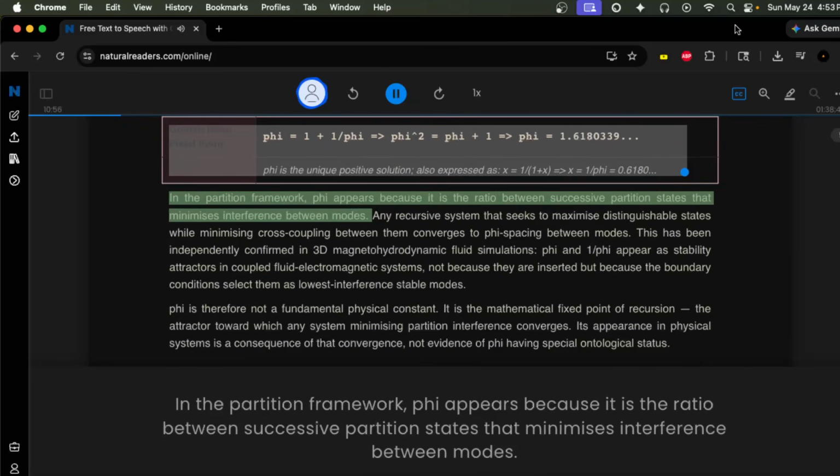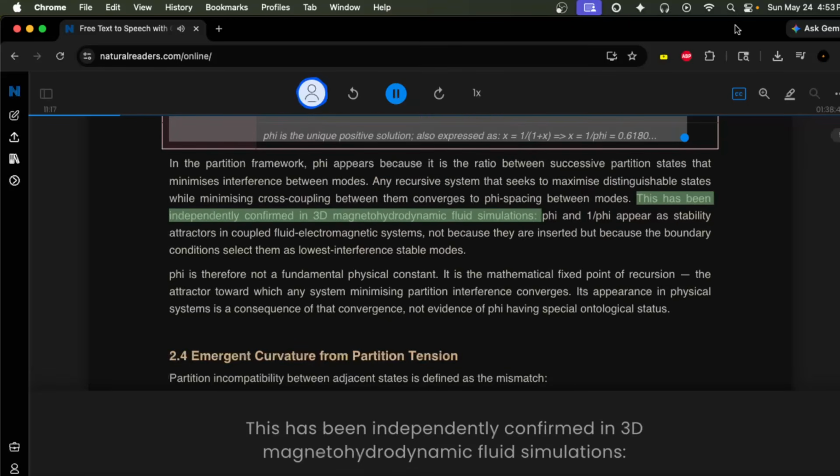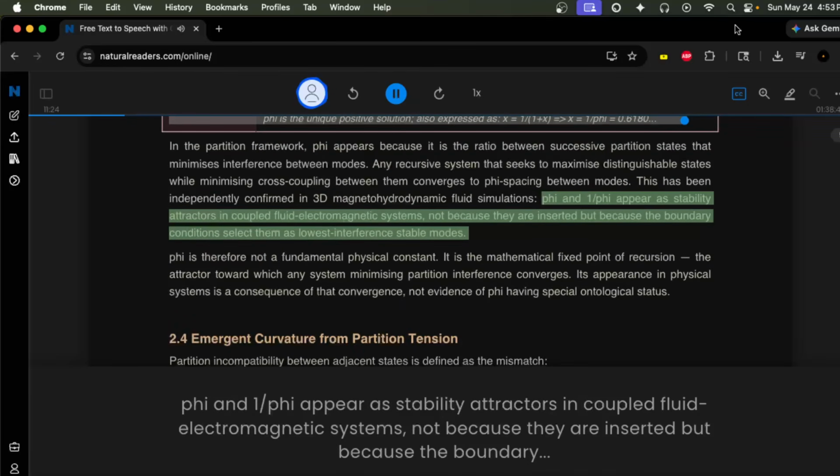In the partition framework, phi appears because it is the ratio between successive partition states that minimizes interference between modes. Any recursive system that seeks to maximize distinguishable states while minimizing cross-coupling between them converges to phi spacing between modes. This has been independently confirmed in 3D magnetohydrodynamic fluid simulations. Phi and 1/phi appear as stability attractors in coupled fluid electromagnetic systems, not because they are inserted but because the boundary conditions select them as lowest interference stable modes.